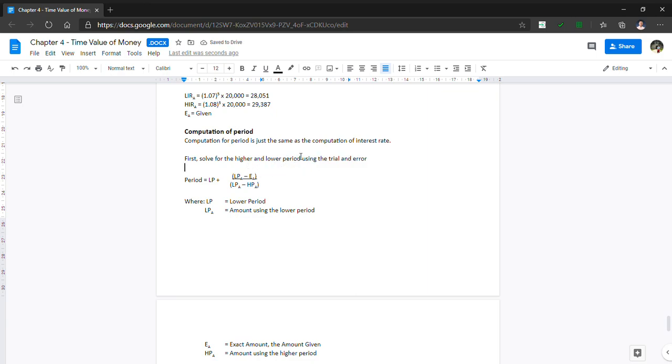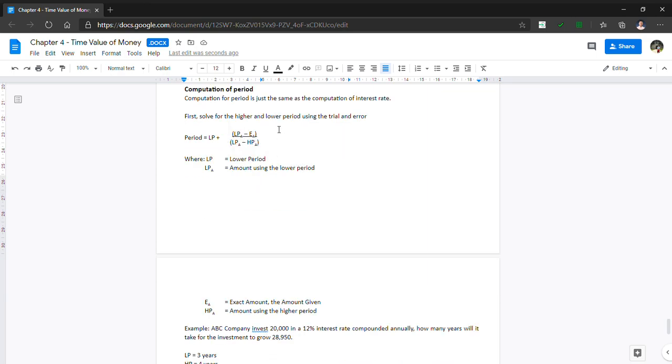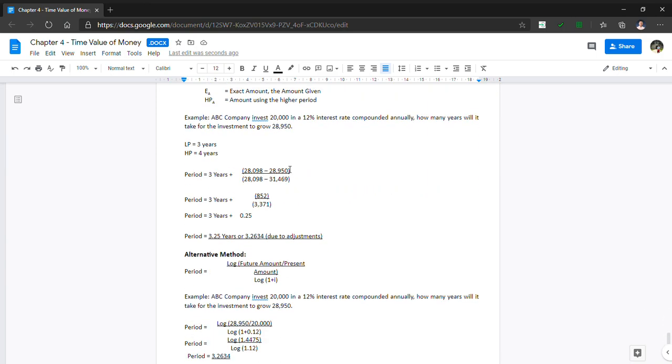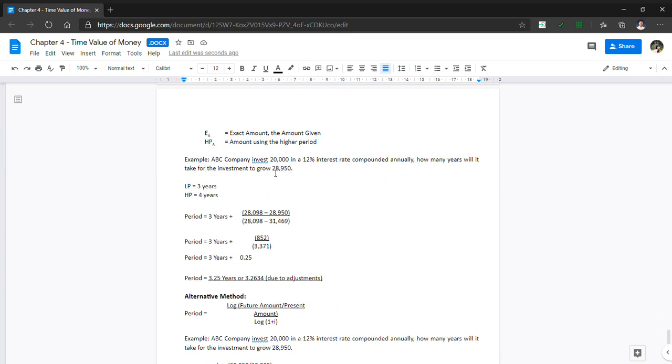Tapos kung nakuha nyo na ang higher and lower periods, you just simply use the formula again. So the amount that we got using the lower period less the exact amount, divided by the amount that we got using the lower period less the amount that we got using the higher period. So add it to the lower period to get the exact period in the problem. So let's take a look at another example.